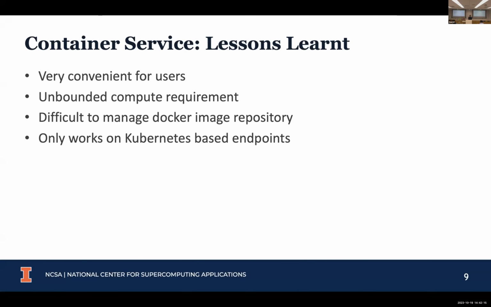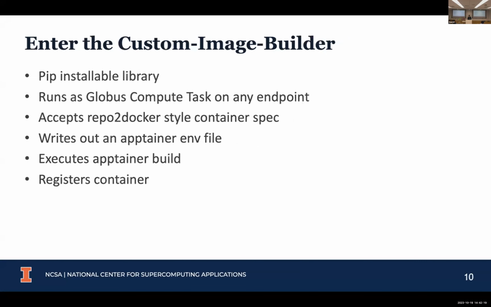So we went back to the drawing board and started thinking about, okay, what's an alternative? On HPCs, Apptainer is a much more preferred container environment. And so we started thinking about a custom image builder library. This is just a library. It actually runs on any endpoint. It was actually just implemented as a Globus Compute Python function.